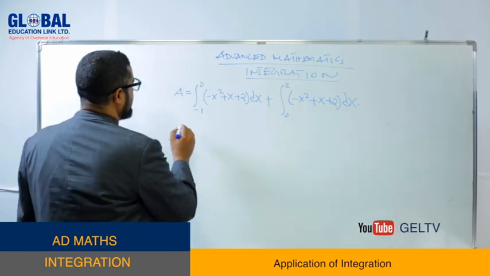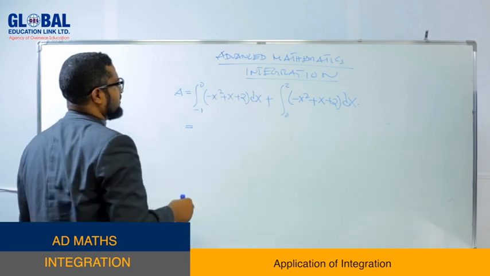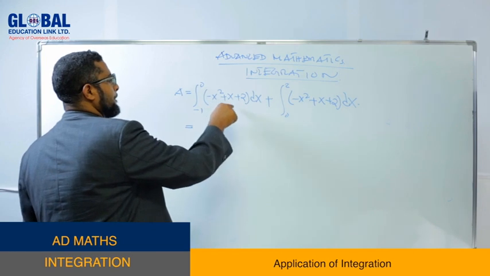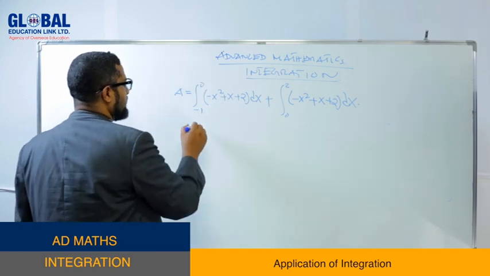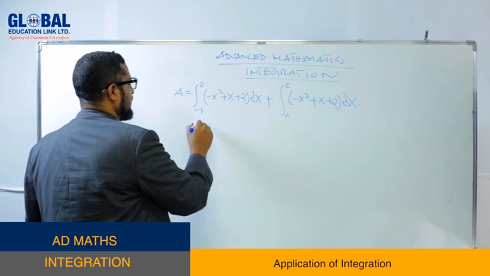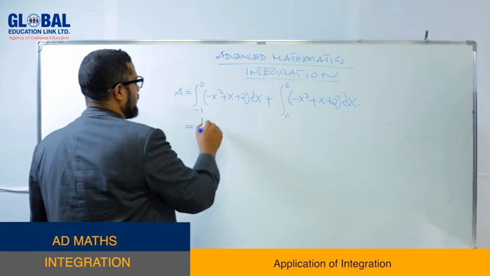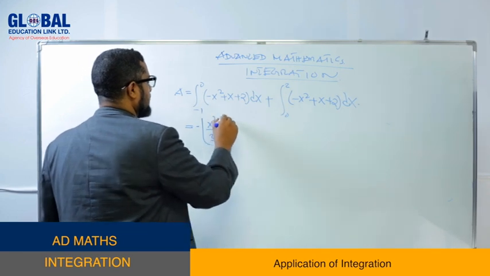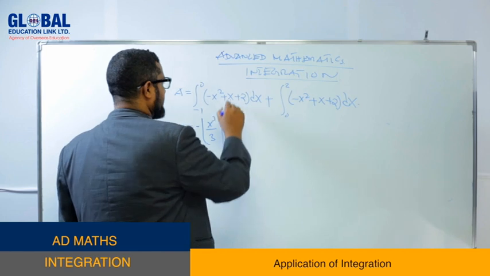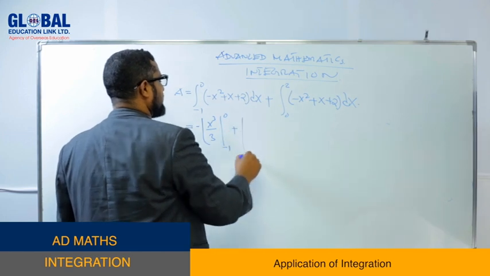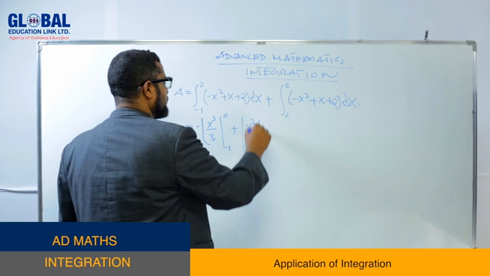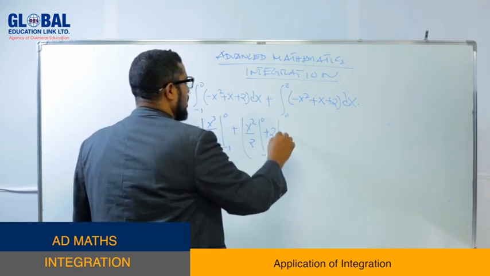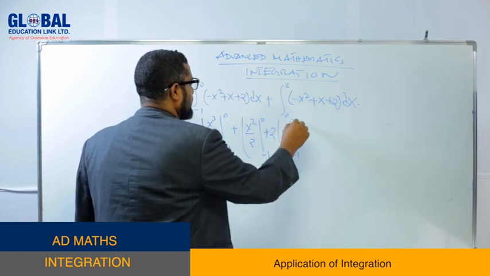Now let's integrate. If we integrate this part, it's the same as distributing the integral within x squared plus x plus 2. So we take the negative out, then in the bracket, x cubed over 3, from -1 to 0. Then we plus the second one, that is x, which will be x squared over 2 from -1 to 0. Then we plus 2x from -1 to 0.